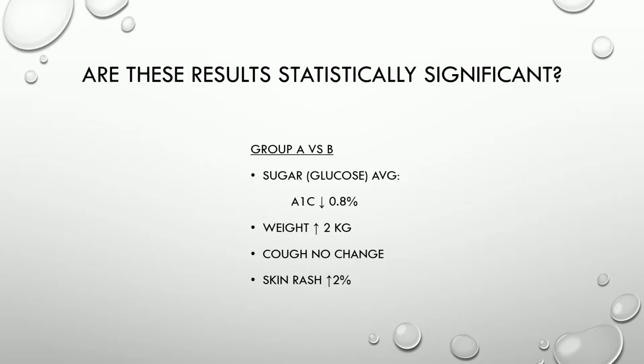Let's compare again Group A versus Group B. We said there was a 0.8% reduction in A1C, a 2 kilogram increase in weight, no change in cough, and a 2% increase in skin rash.